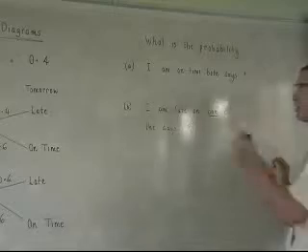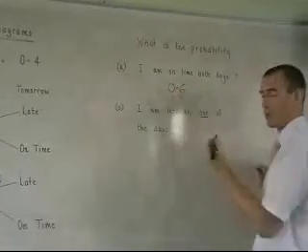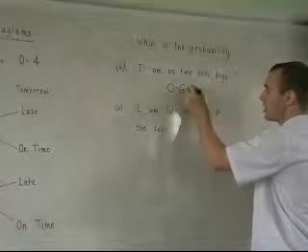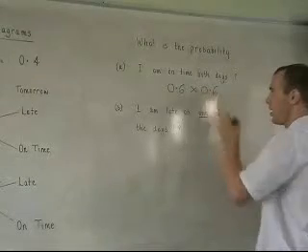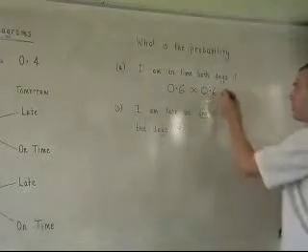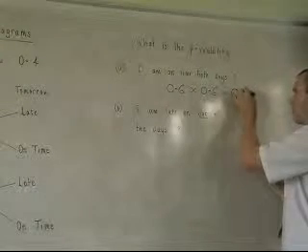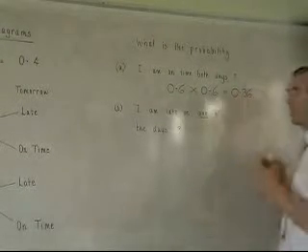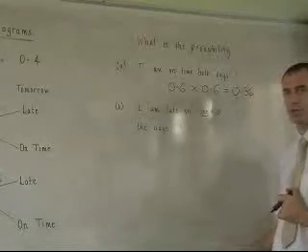And we take a step across here, and we say I am on time both days. The first day, 0.6, and then we multiply that by the second day, which again is 0.6, and that will give us an answer of 0.36. So we have a probability to be on time both days is 0.36.